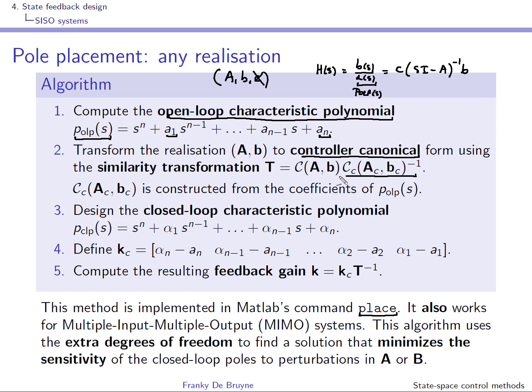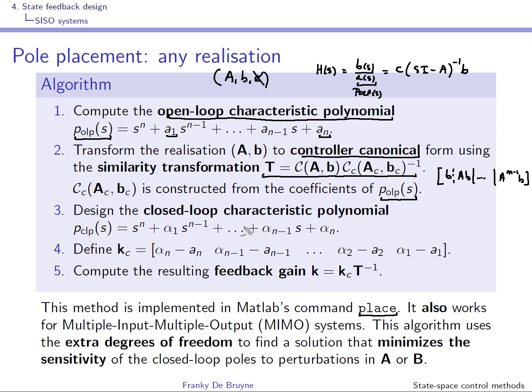is given over here. Okay, well, this similarity transformation is constructed from the controllability matrix of the original system. That's easy to obtain, right? It's B, AB, etc. up to A to the power n minus 1 B. And this controllability matrix can be constructed from the coefficients of the open loop characteristic polynomials, the parameters A1 to AN, right? So now we have our system in controller canonical form.